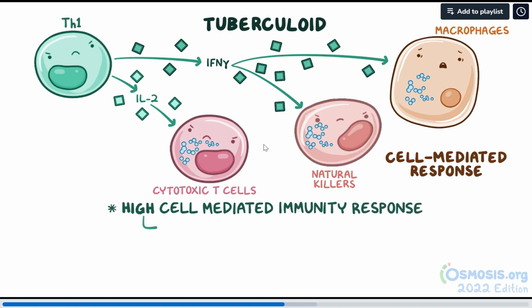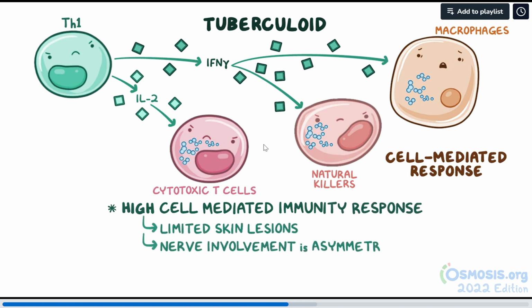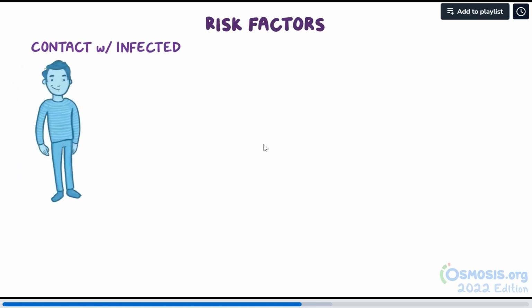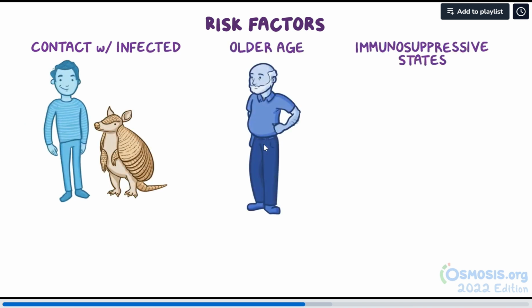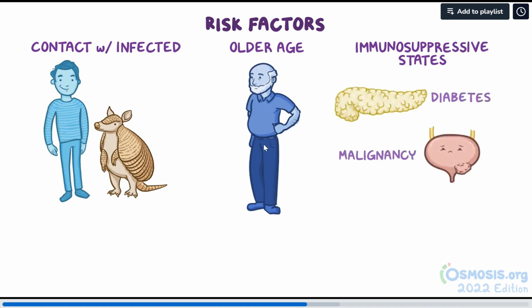Hence, with the tuberculoid form, there's a limited number of skin lesions, and nerve involvement is usually asymmetric. This form is also called paucibacillary leprosy because of the low number of bacteria in the skin lesions. Alright, now risk factors for developing leprosy include close contact with infected individuals and armadillos, as well as older age and immunosuppressive states like diabetes, malignancy, or an underlying HIV infection.